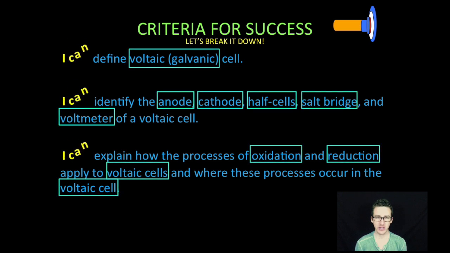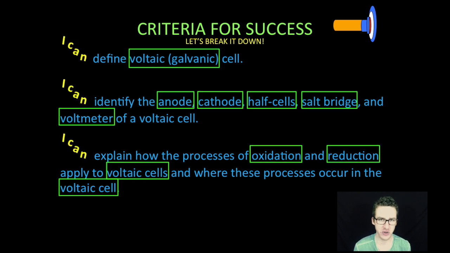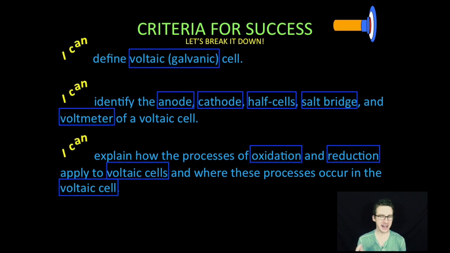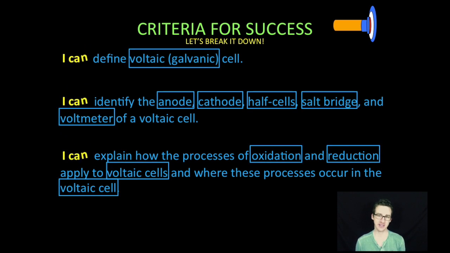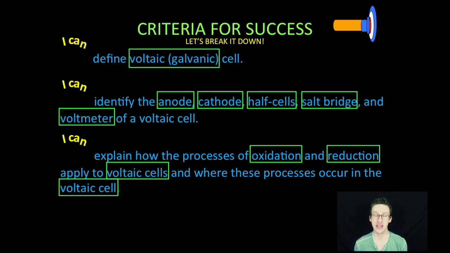Numero uno. We are gonna define voltaic cell. What is it? I don't know. That's why I'm watching this video. Two. Identify the anode, cathode, half cells, salt bridge, and voltmeter of a voltaic cell. Sounds like a voltaic cell has got a lot to it. Numero three. We're gonna explain how the processes of oxidation, losing electrons, and reduction, gaining electrons apply to voltaic cells and where these processes occur in the voltaic cell.